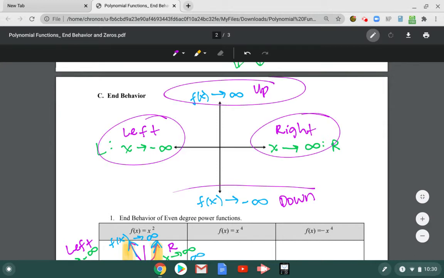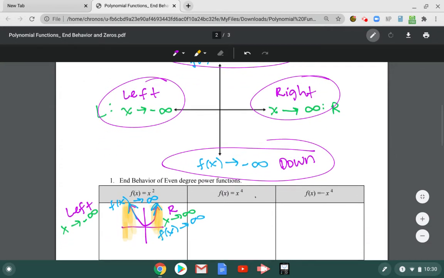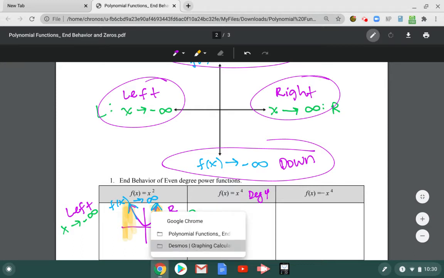A little bit of a learning curve with this language, but this diagram is really going to help. Let's go ahead and take a look at x to the fourth. So I know that I've got a degree. So this one's degree 4. And I do not have a negative out in front, so there's no reflection. Let's go ahead and put this one into Desmos.